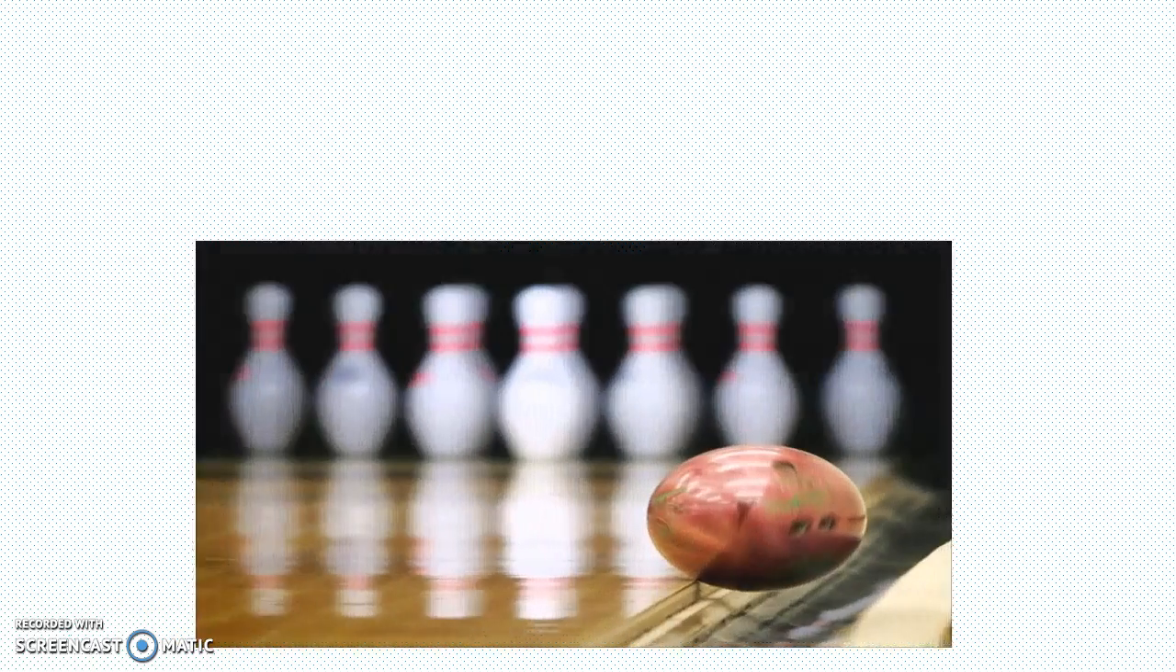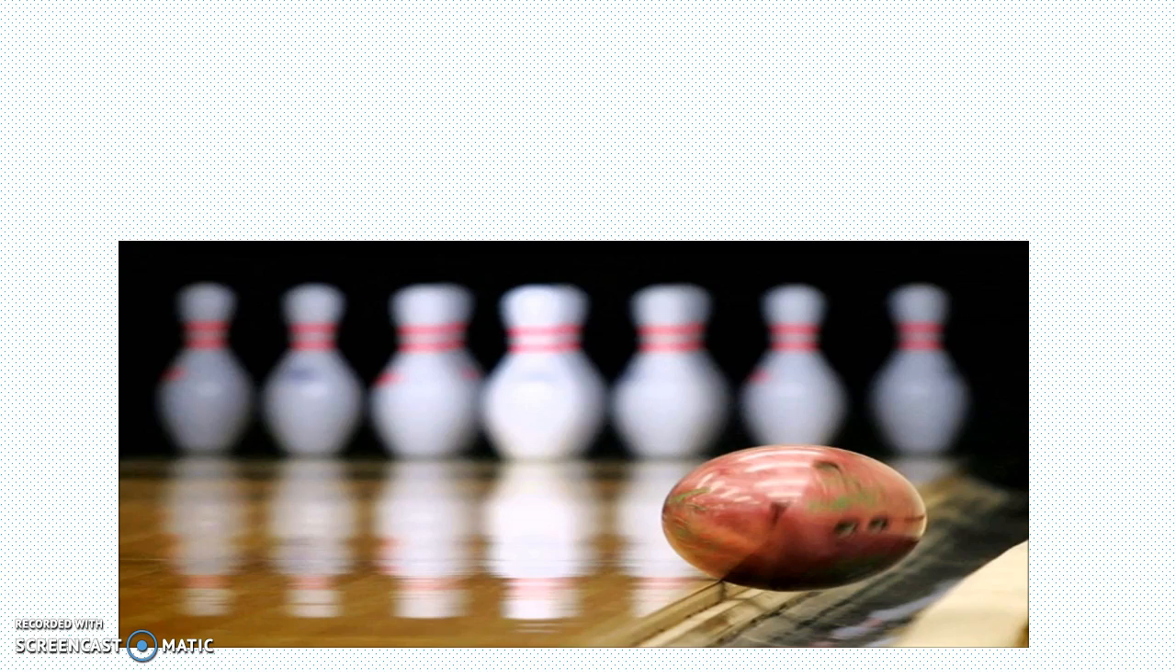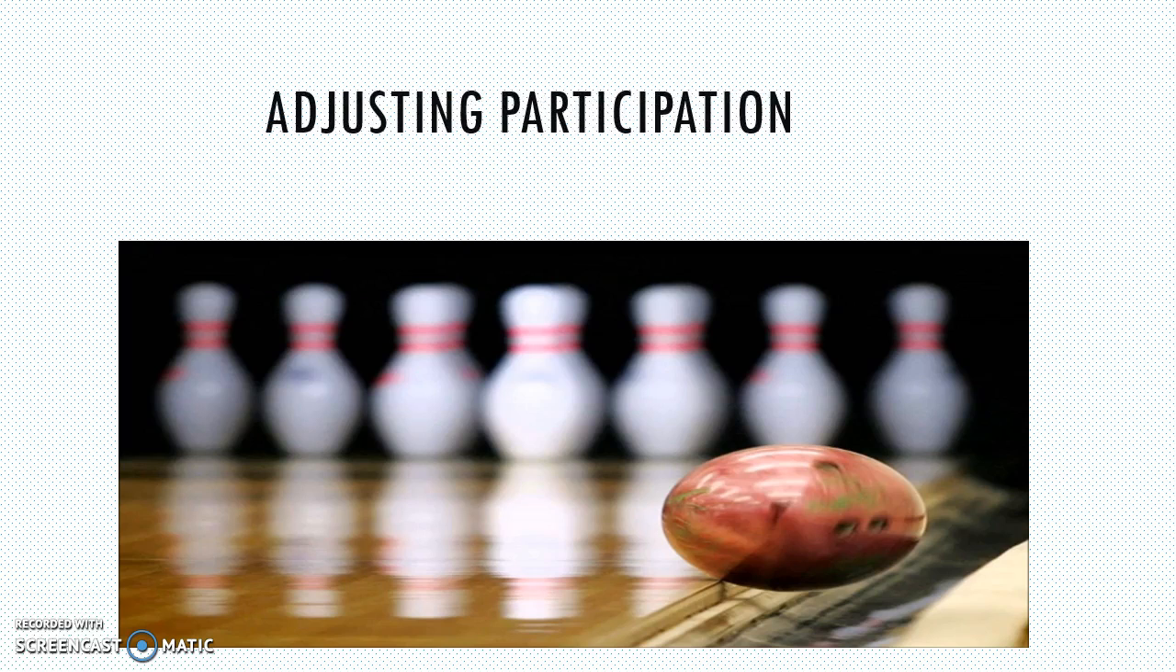Sometimes in implementation, as we are monitoring, we can see that our objectives don't always go as planned. There are times in bowling that the ball ends up in the gutter. Implementation is necessary in identifying specific adjustments that need to be applied to your plan. At this point, adjusting participation takes place.